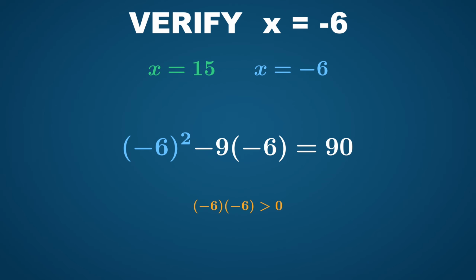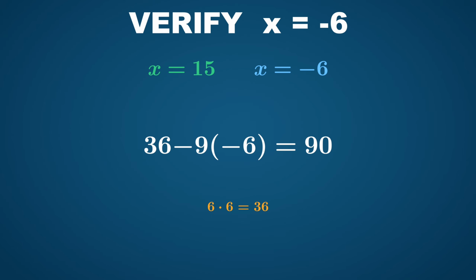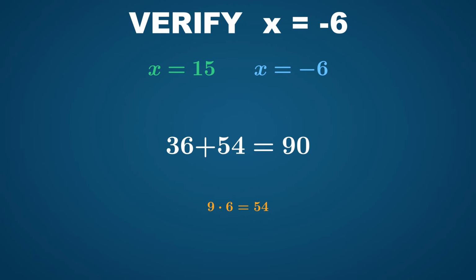Negative 6 multiplied by another negative 6 becomes a positive number. 6 times 6 is 36, so the first term is a positive 36. Now we look at the next part, which is negative 9 times negative 6. A negative number multiplied by a negative number always becomes positive. 9 multiplied by 6 is equal to 54. So the second term becomes a positive 54.